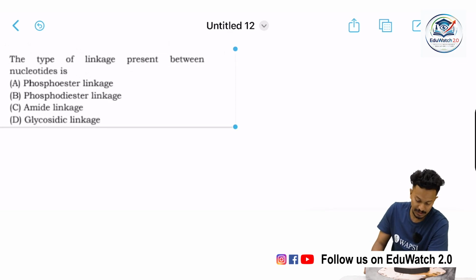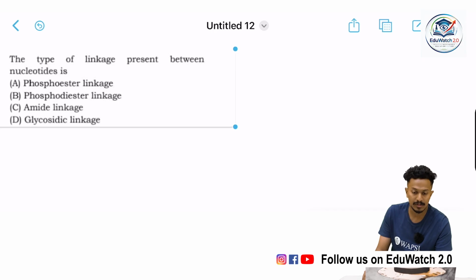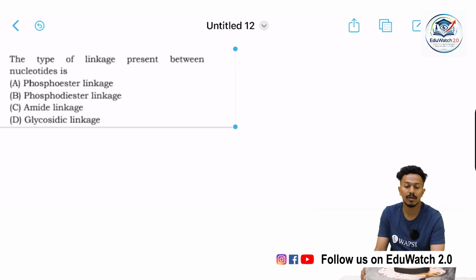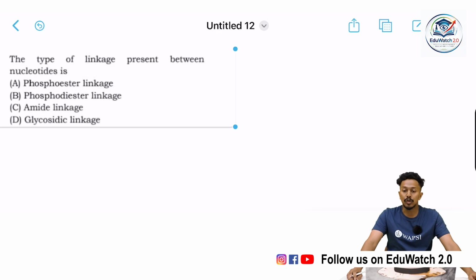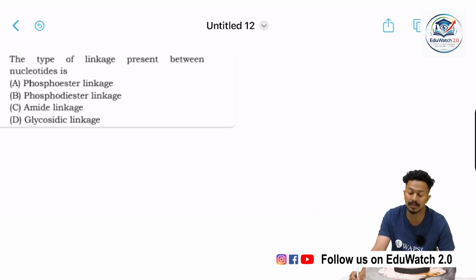The type of linkage present between the nucleotides. What would be the nucleotide's linkage here? How can you explain the nucleotide linkage? Nucleotides are joined by the phosphodiester linkage. We have studied this in the biomolecules chapter. So this is an easy one. The correct option would be option B, phosphodiester linkage.